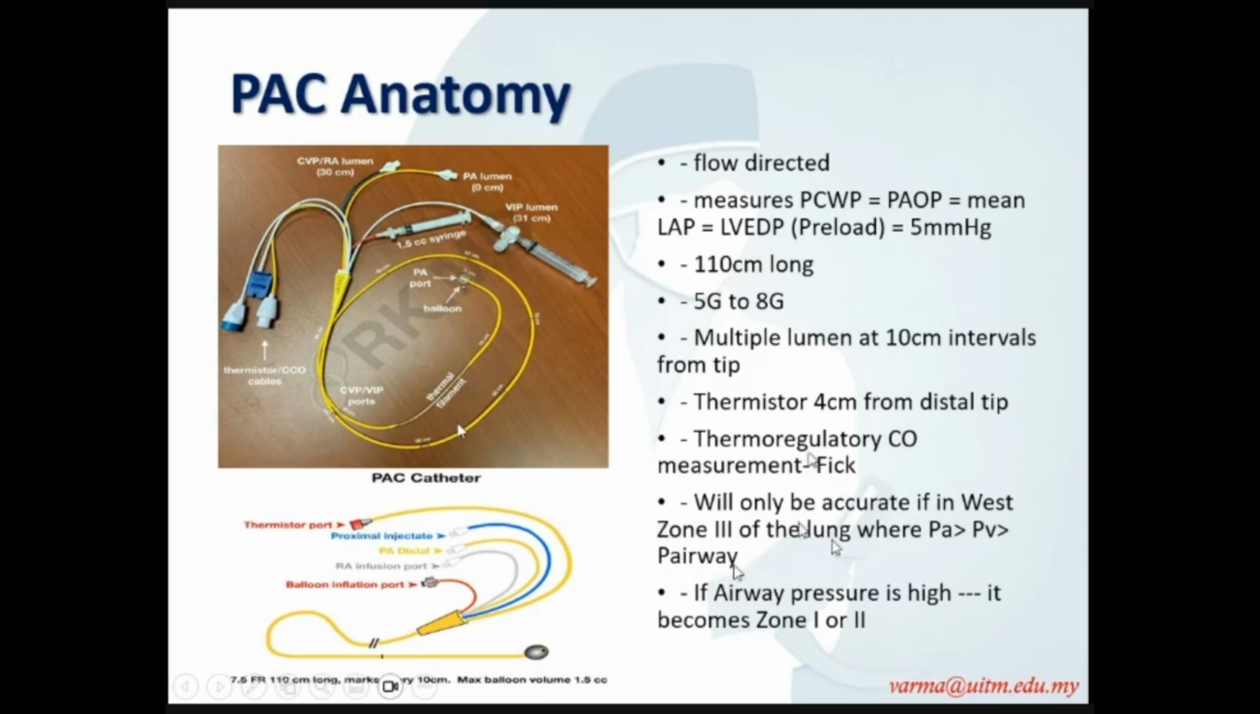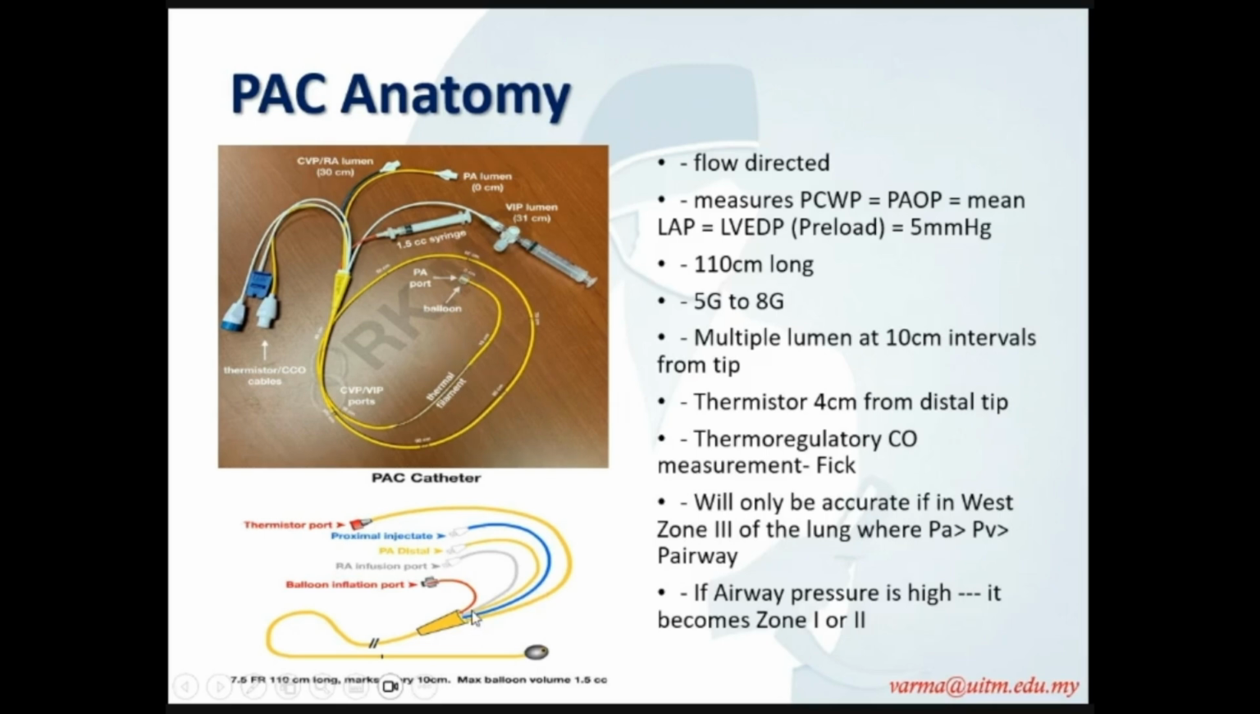Next, proximal injected. This is where we will inject. This is your pulmonary artery distal catheter. So this is your distal. This is your catheter, pulmonary artery port, the last one. And then you have a port to inflate the balloon at the pulmonary artery to occlude it. And the RA infusion port is an extra lumen for you to infuse fluid directly into the right atrium.